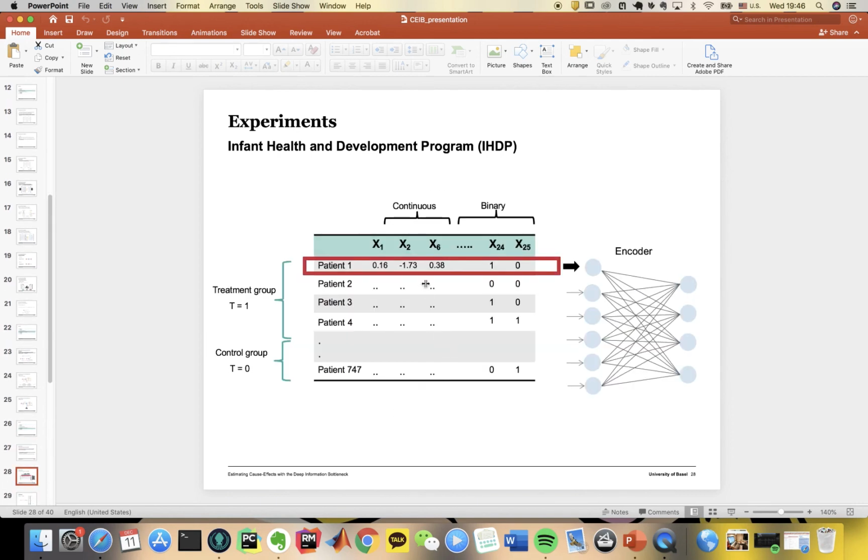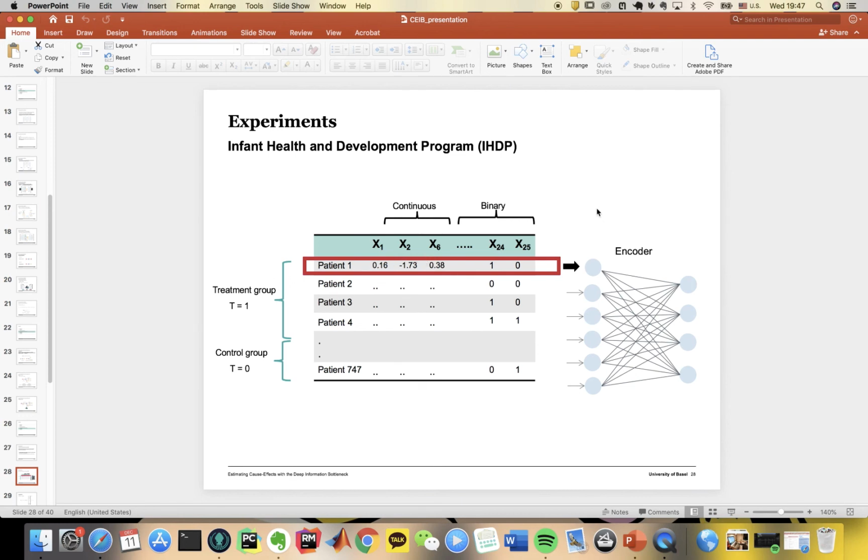Okay, so that is the way I'm feeding the data set into the network. For each patient, the inputs include continuous and binary inputs. The binary inputs can be, for example, the gender of the baby, whether the mother was drinking alcohol during pregnancy, or the birth order of the child. The continuous data can be the birth weight, or maybe the newborn index, something like that.